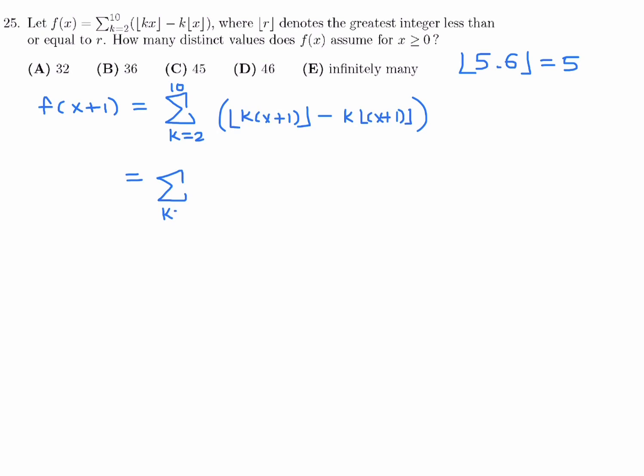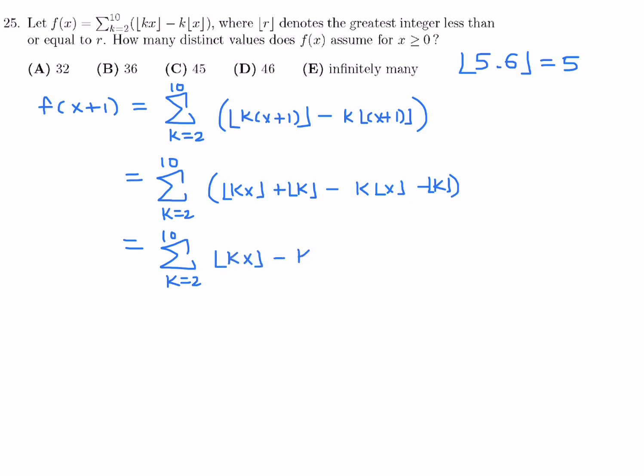And this is k equals 2 to 10. And if you multiply this, you get kx in the bracket plus k in the bracket. And then this side becomes minus kx inside the bracket minus k inside the bracket. Well, this guy and this guy cancel, so all you're left with is the sum from k equals 2 to 10 of kx inside the bracket minus k times x inside the bracket.